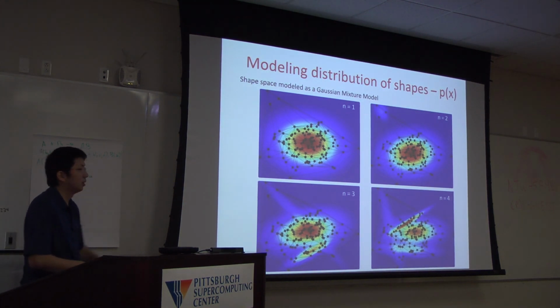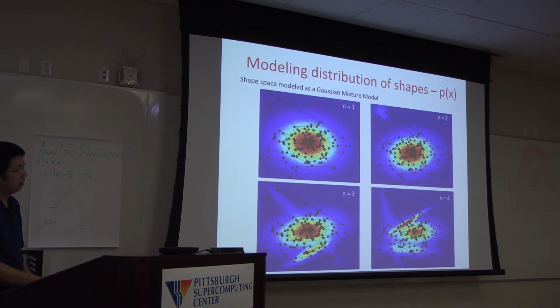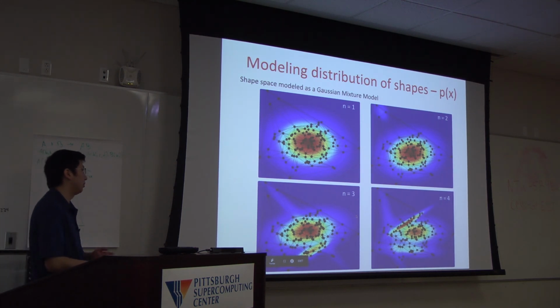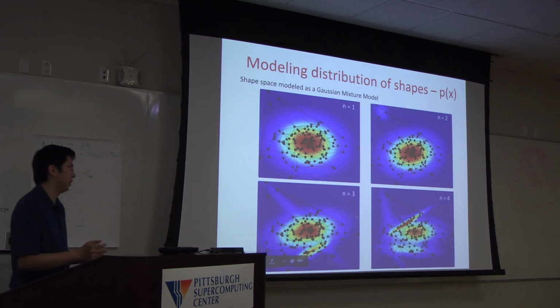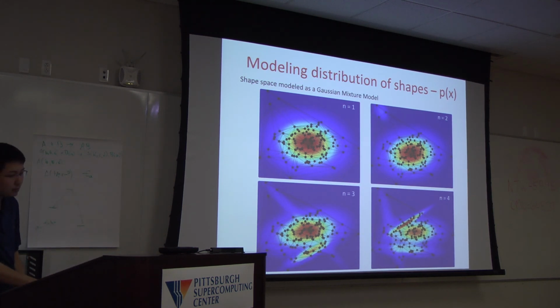Here we can use a Gaussian mixture model. Here we show an example of modeling the distribution using different numbers of Gaussians, and we can pick the optimal number using some criteria such as AIC, BIC, and so on.